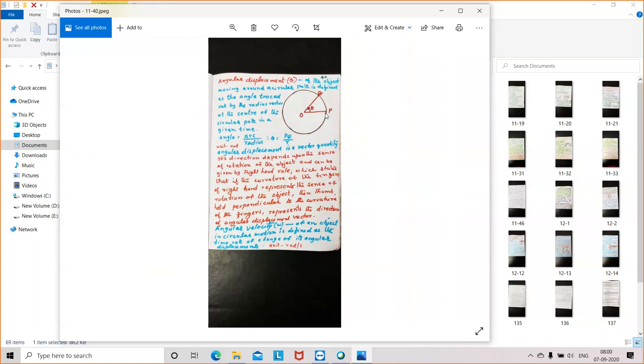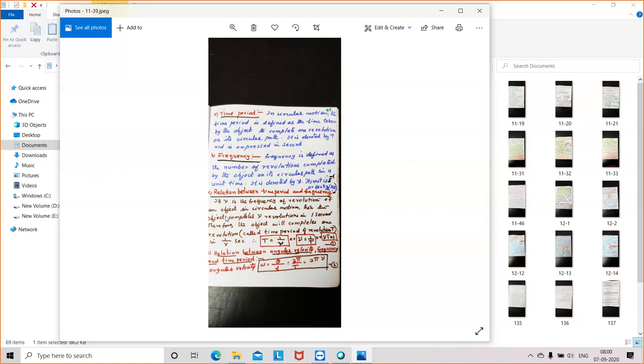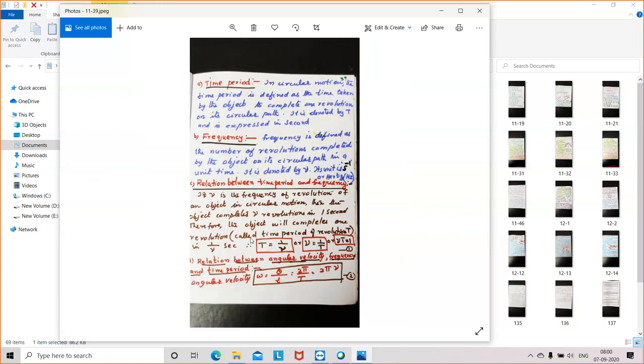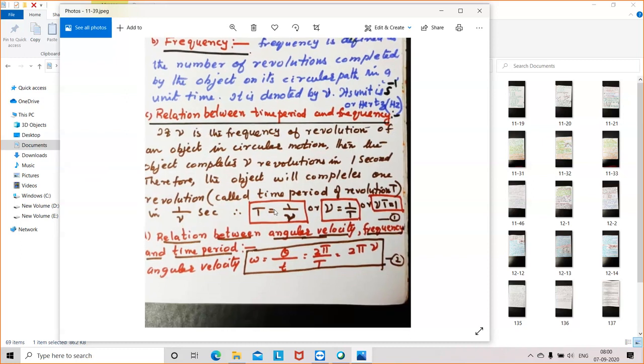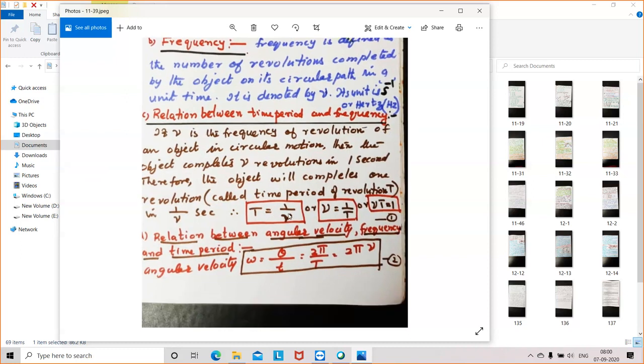And what is frequency? That is the number of revolutions in unit time. That is frequency. So what is the relation connecting them? Time period and frequency are inversely proportional. That equation is written here. Time period and frequency are inversely proportional. T equal to 1 by nu.